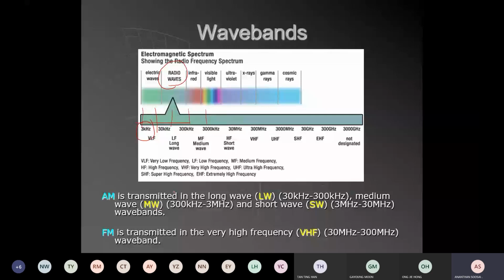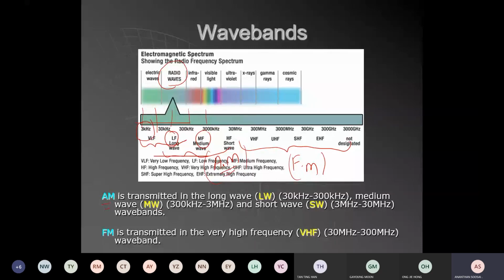So AM is transmitted in a long wave bandwidth. AM signal is normally sent through a long wave bandwidth. That means AM uses short frequencies: long wave, medium wave, and short wave. These three are used for AM, amplitude modulation signal. And the larger frequencies are given for FM, frequency modulated signal. Your Astro, all like frequency modulated. AM is given short frequencies.